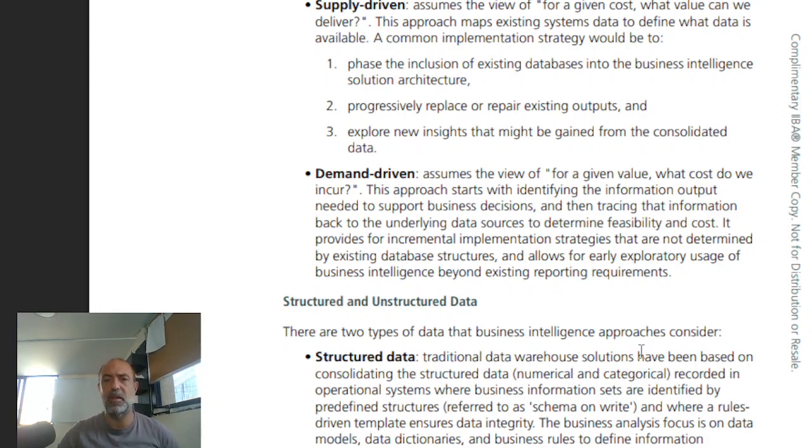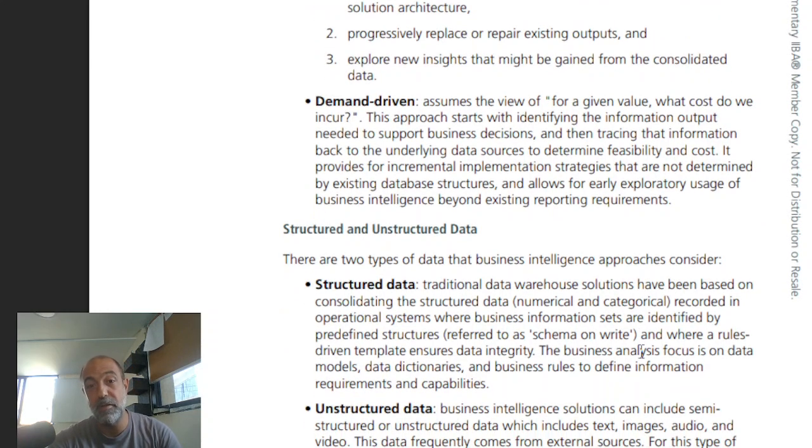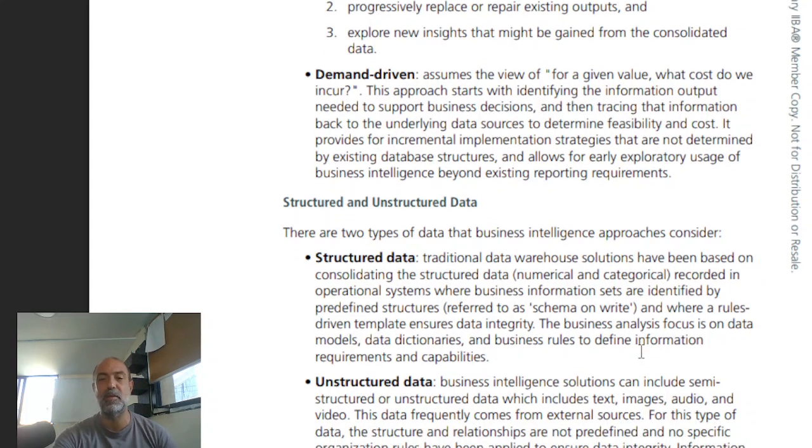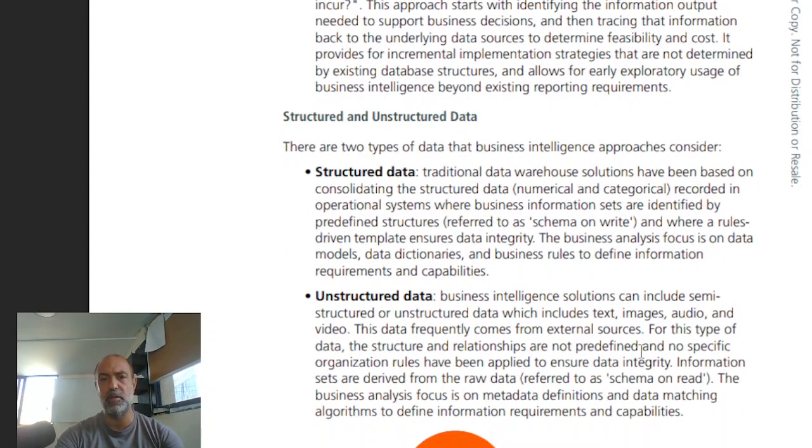The approach starts with identifying the information output needed to support business actions, and then tracing the information back to underlying data sources to determine feasibility and cost. It provides incremental supplementation strategies that are not determined by existing database structures and allows for early exploration and usage of business intelligence beyond existing reporting requirements.